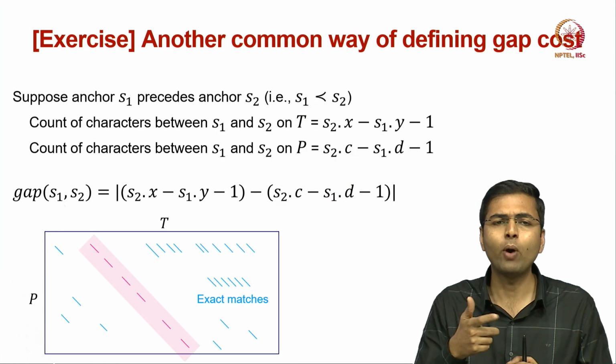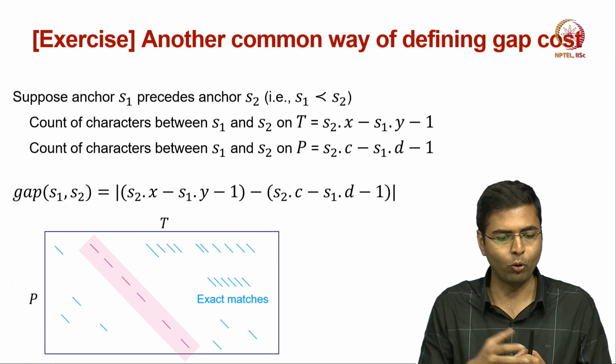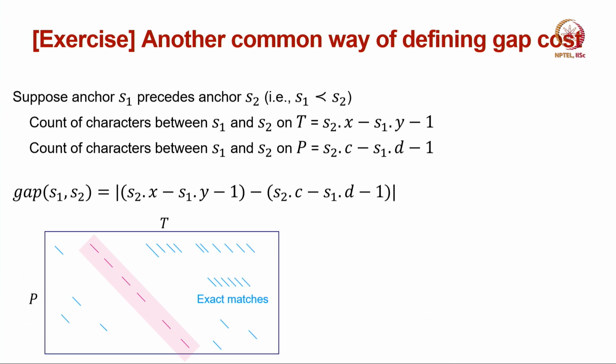I also want to give you one exercise for you to try on your own. So, this is another gap cost definition that is commonly used in bioinformatics tools. Here, this is a slightly revised gap cost function, because here we are considering the difference of gaps on both sequences. So, in this case, the intuition is that if your anchors are all located on the same diagonal, then you would not penalize a gap, whereas if your anchors are located on different diagonals, then you would start penalizing gaps.